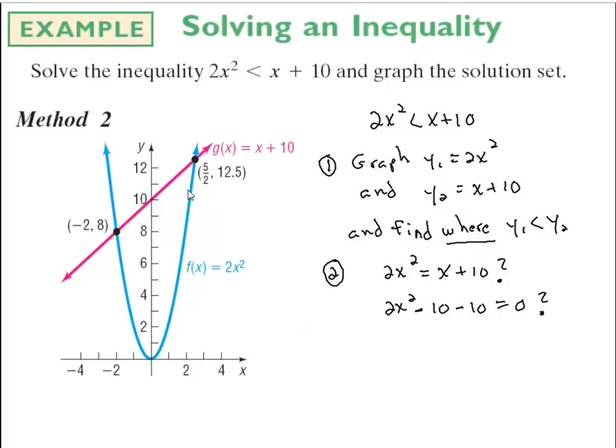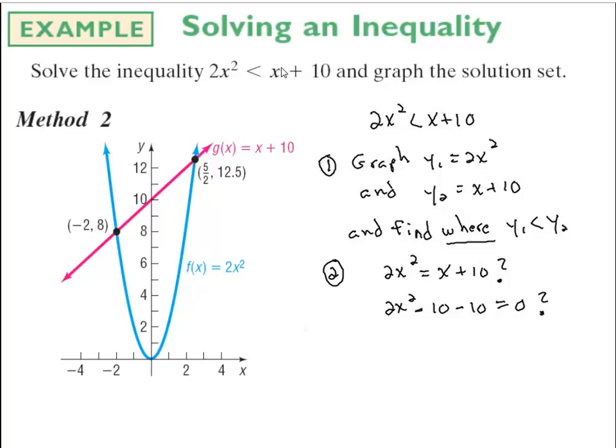So you can see on this graph over here on the left, let me pick x equals 0 as an easy point to point out to you. Notice when I pick x equals 0, x plus 10 is greater than 2x squared. The y value of 2x squared is smaller than the y value here. So if I plug x equals 0 into my inequality, I get 0 on the left-hand side and 10 on the right-hand side, and 0 is less than 10.